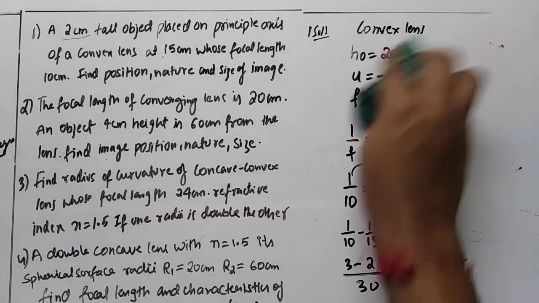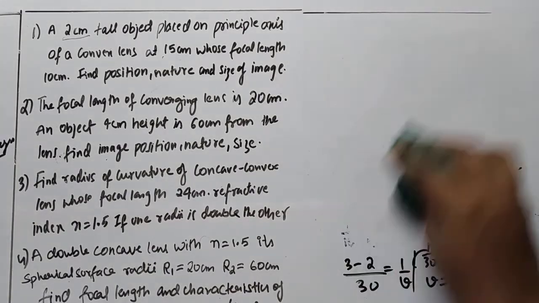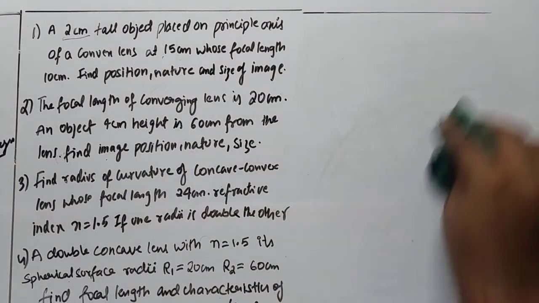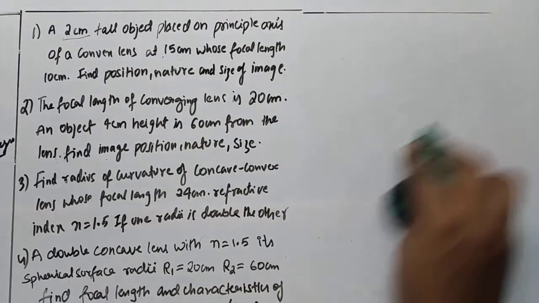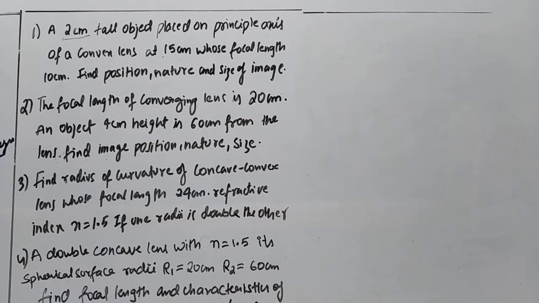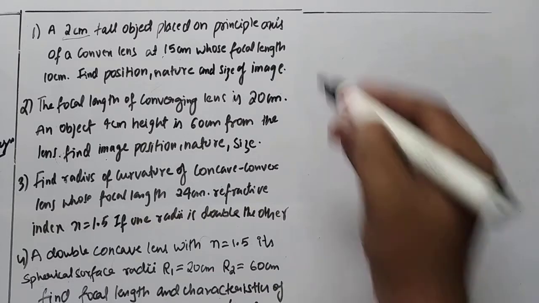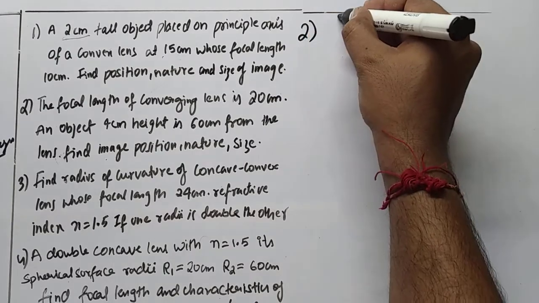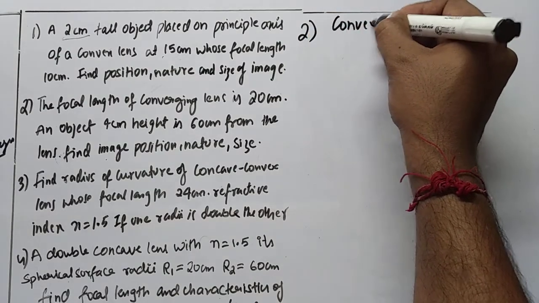So let me explain the second question. First thing is you need to find which type of lens is given in the question. He's saying the focal length of the converging lens. So what is converging and diverging? Converging lens is nothing but convex lens. So for the second question it is given convex lens.